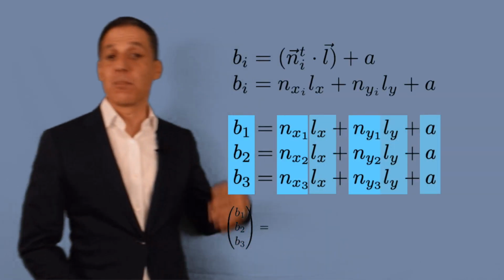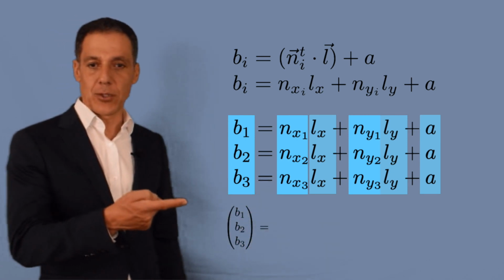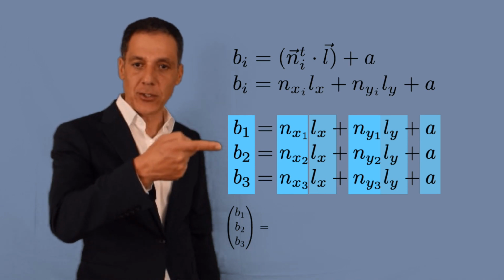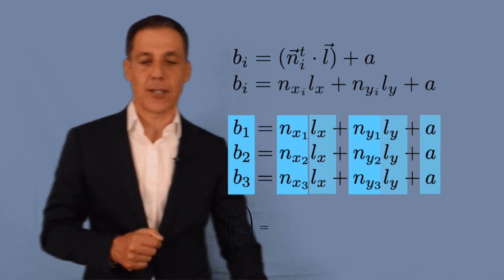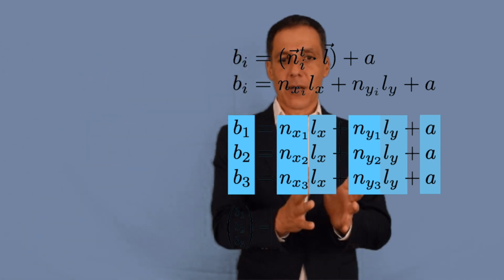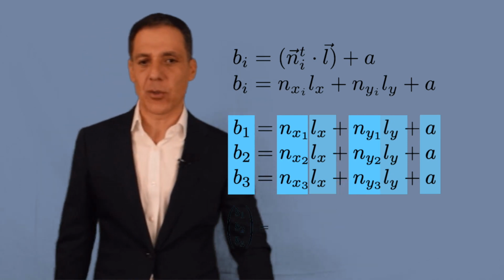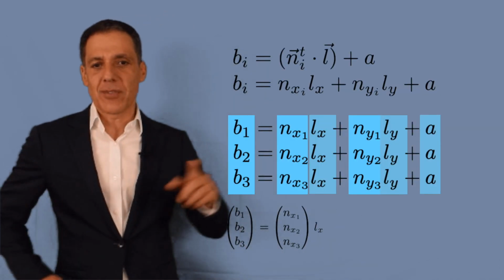Okay, so let's build the matrix form so we can solve using matrix inversion. On the left-hand side, of course, is this vector, B1, B2, B3. There it is right there. And on the right side, we need a matrix of knowns times a vector of unknowns. Okay, so what are the unknowns? Lx, Ly, A. So we sort of know that that's going to be in the matrix. And then we've got to build everything.